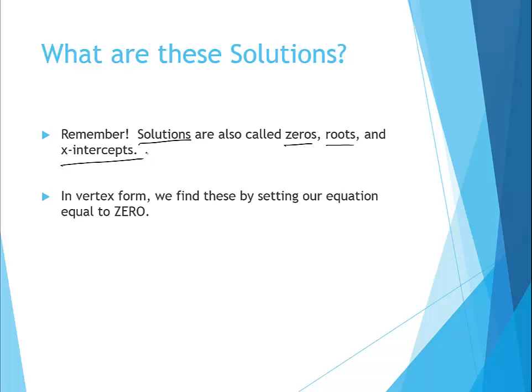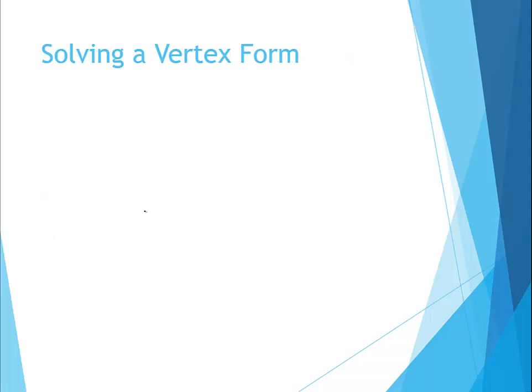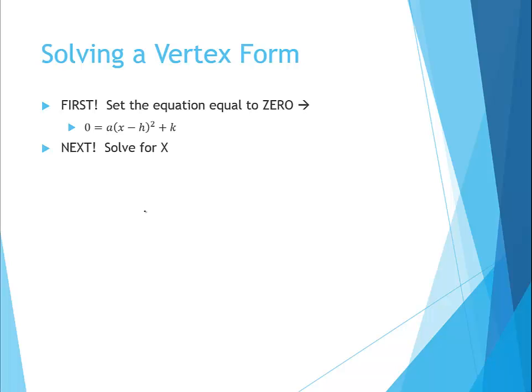So, in vertex form, we find these by setting our equation equal to 0, as in y equals 0, f of x equals 0, etc. So solving in vertex form, first, we're going to set your equation equal to 0. As you see here, we have a times x minus h squared plus k. That's your vertex form, and we set it equal to 0. And then we're going to solve for x next.